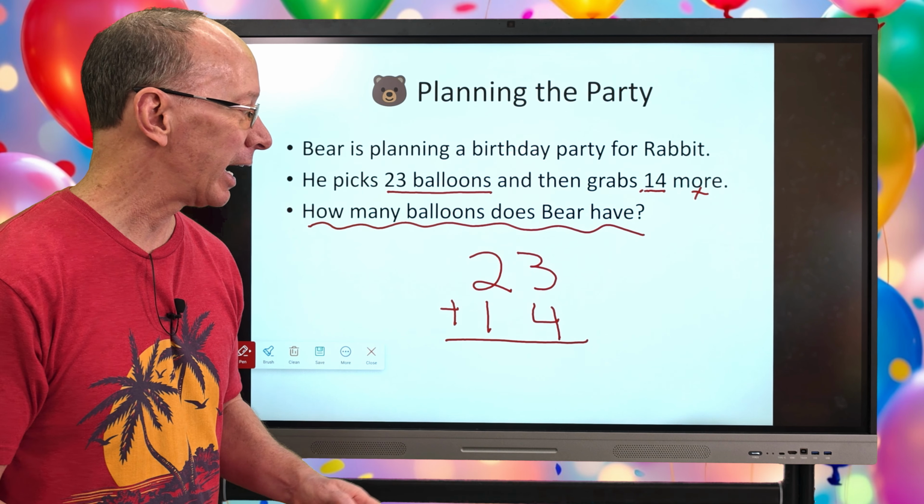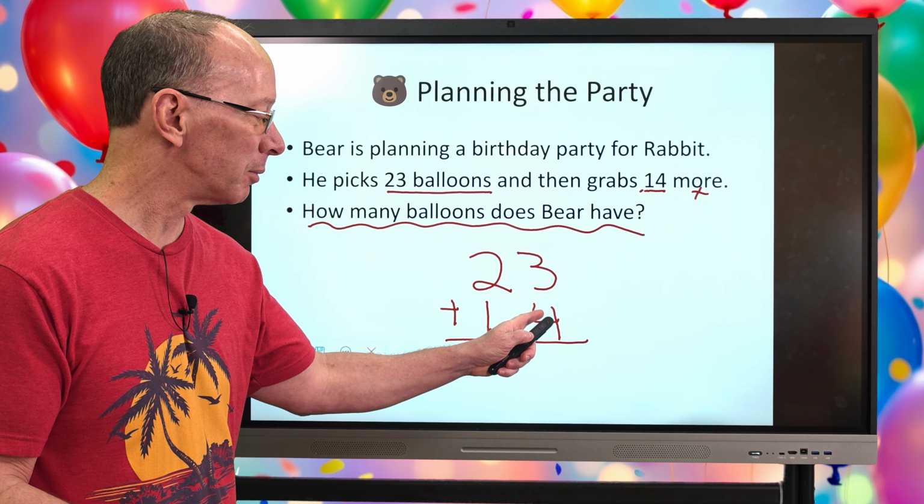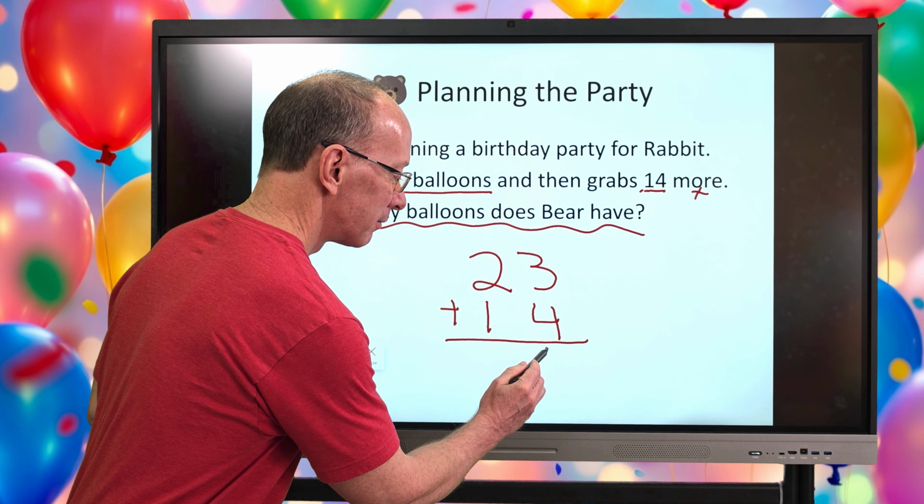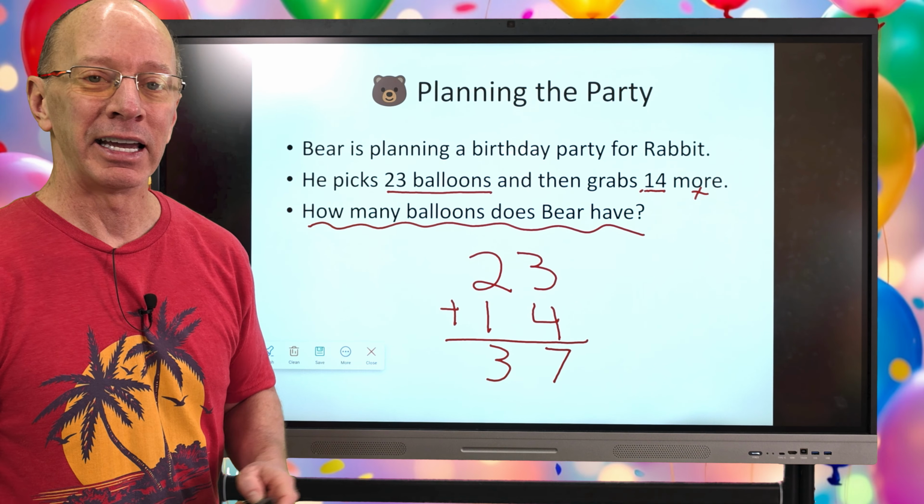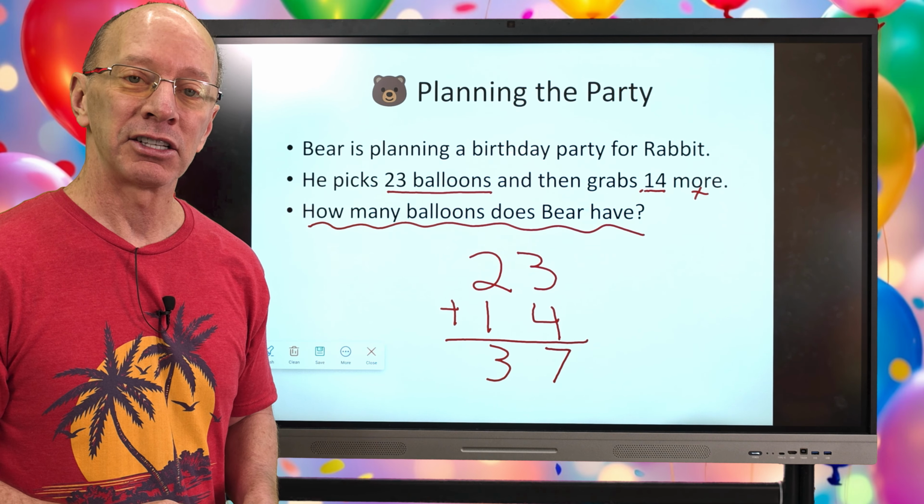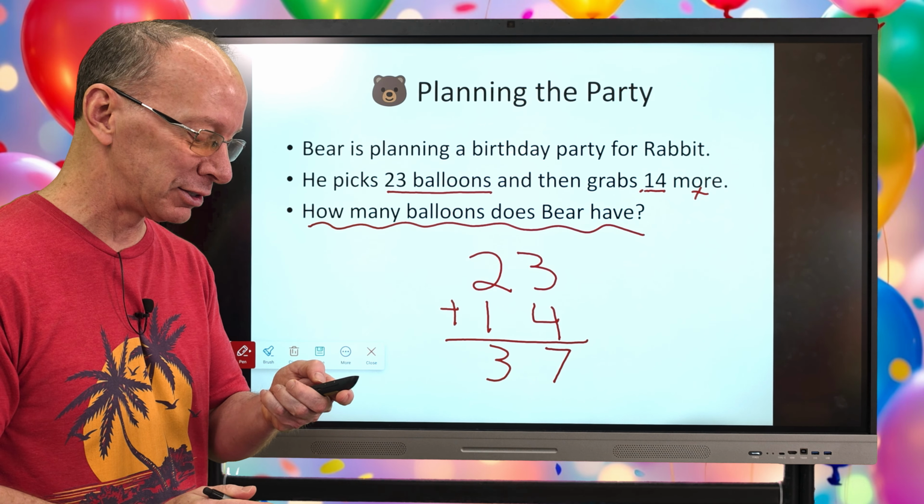Now I'm going to go ahead and add. When I add, I always add the ones column first. So I'm going to take 4 plus 3 equals 7. And then 2 plus 1, 3. Uno, dos, tres. So now I have the answer is 37. So how many balloons does Bear have? He has 37 balloons. All right, ready to go ahead and do another one?